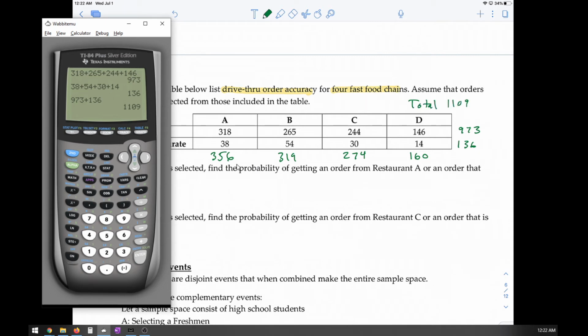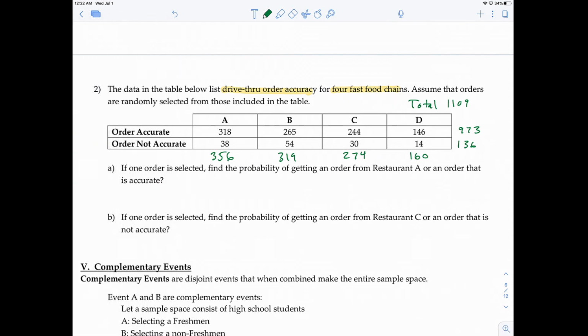So the total is 1109. Or you could have added these four numbers: all of the orders from restaurant A, orders from restaurant B, orders from restaurant C, and then D, and you should get the same value, the 1109, which is the total number of orders. Okay, let's take a look at the problem.